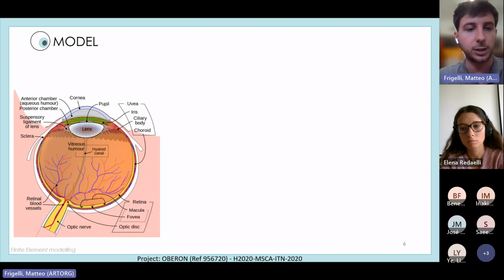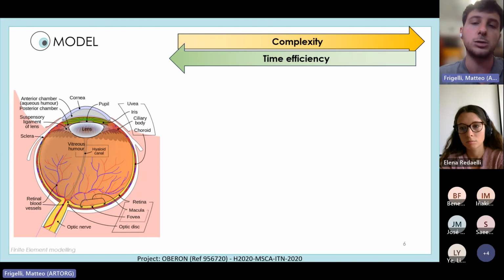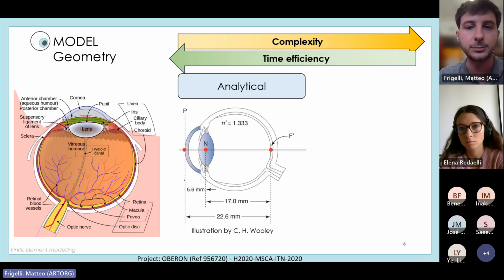So I already showed the eye, and I already talked about its complexity as a system. When we want to model it, we will have different degrees of complexity. I will now present, in order of increasing complexity from left to right, different ways to model the eye. Of course, the more complex the model is, the more time consuming it will be. So it's always a matter of finding the right balance between how complex we want our model to be compared to how time consuming the simulation will be. For example, we can have analytical models of the eye that can be used to draw the model.